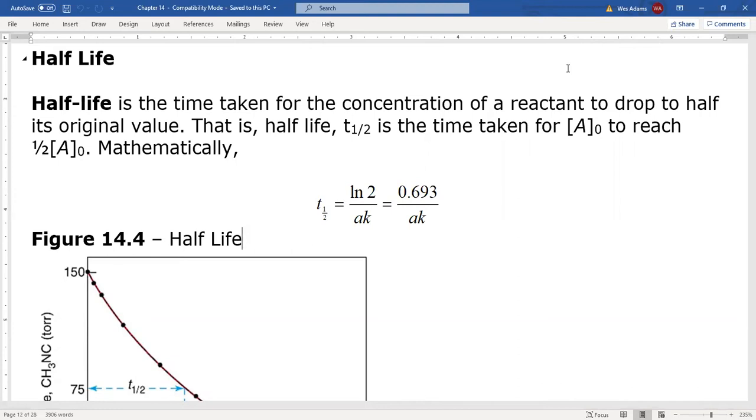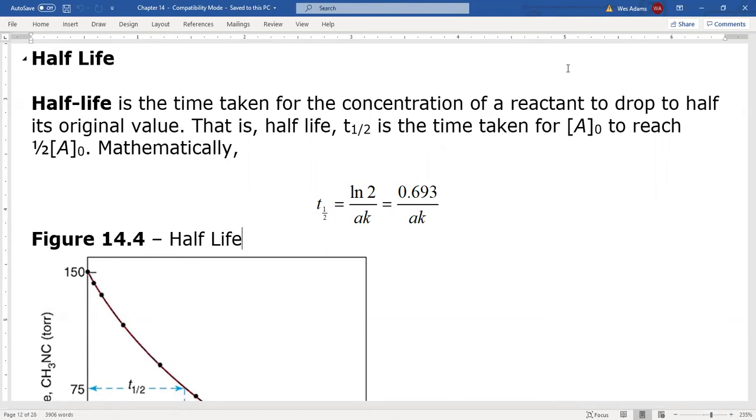So the half-life is the time it takes for the concentration of the reactant or amount of reactant to drop to half of its original value. We're going to call that half-life T sub 1/2. And it's taken to be the time for A at time 0 to reach 1/2 A at time 0.